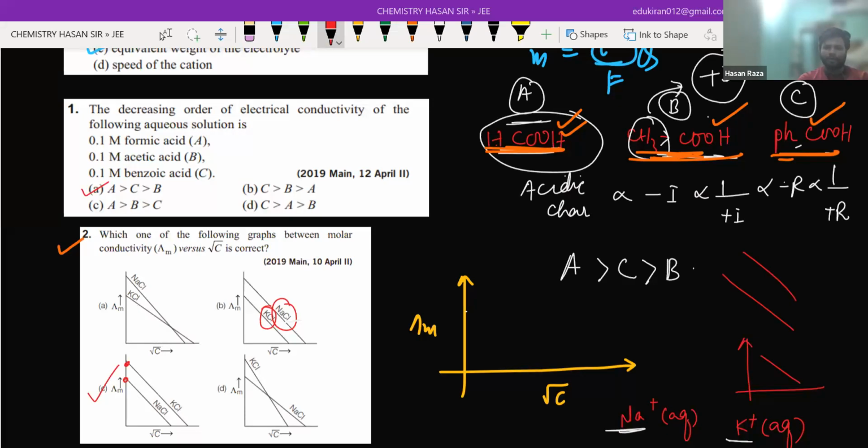No, more size, more hydration enthalpy? No, no, no. I'm going to write it here. Hydration enthalpy is inversely proportional to size. So you know that sodium is smaller than potassium. So sodium will have more hydration enthalpy than potassium. Is that clear?